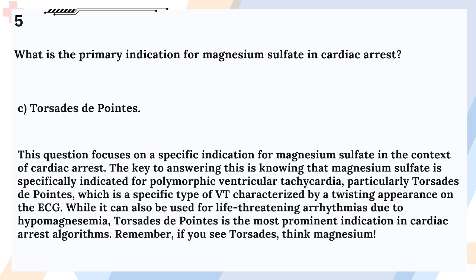Answer C. Torsades de pointes. This question focuses on a specific indication for magnesium sulfate in the context of cardiac arrest. The key to answering this is knowing that magnesium sulfate is specifically indicated for polymorphic ventricular tachycardia, particularly torsades de pointes, which is a specific type of VT characterized by a twisting appearance on the ECG. While it can also be used for life-threatening arrhythmias due to hypomagnesemia, torsades de pointes is the most prominent indication in cardiac arrest algorithms. Remember, if you see torsades, think magnesium.